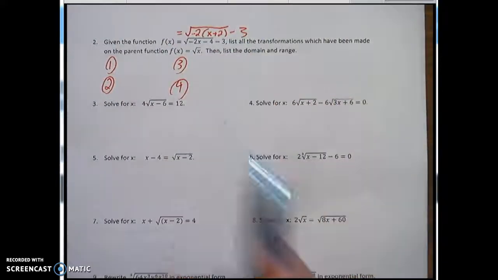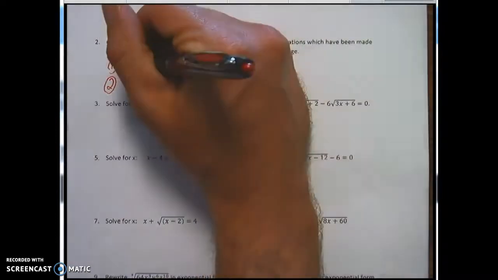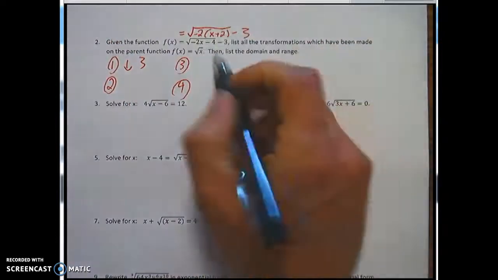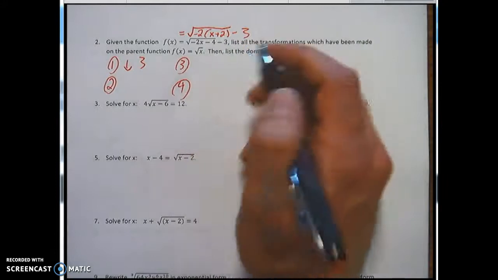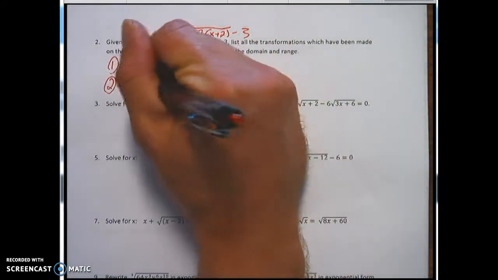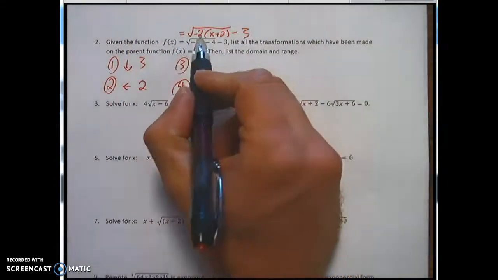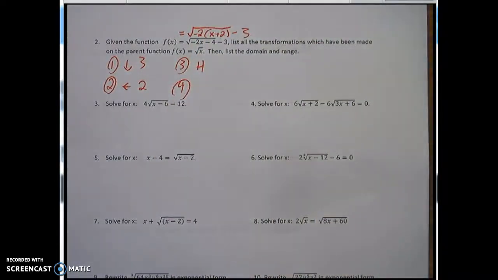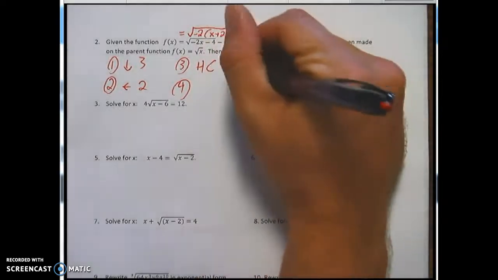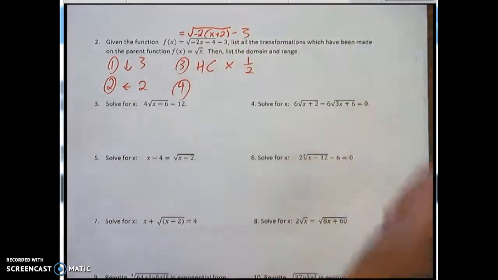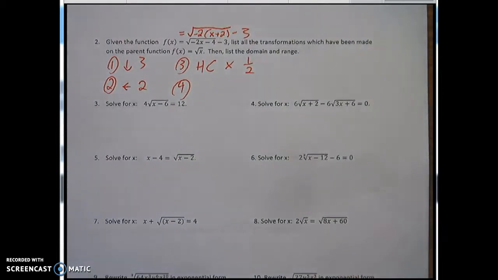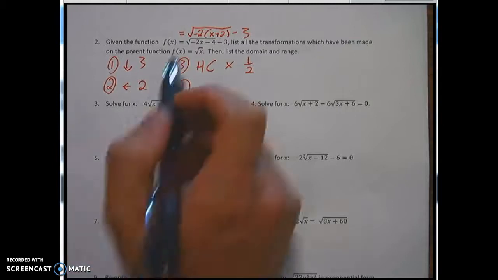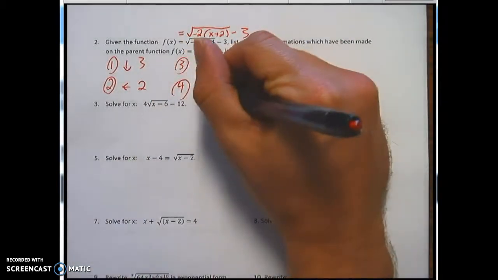And I'll start over here at the negative 3. That obviously means down 3. This plus 2 means left 2. The 2 means that it's a horizontal. It's horizontal because it's underneath the square root. A horizontal compression by a factor of 1 over 2. Remember that it needs to be 1 over b. That's why it's 1 over 2, not 2. And then finally that negative makes it a horizontal reflection.